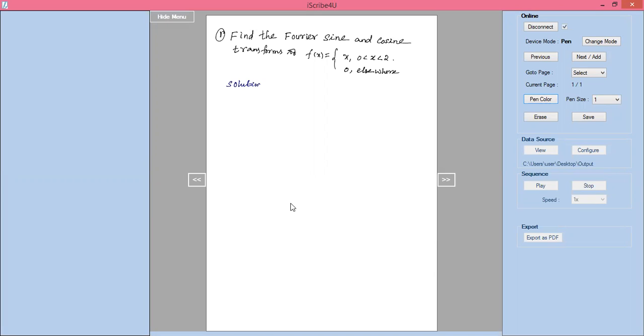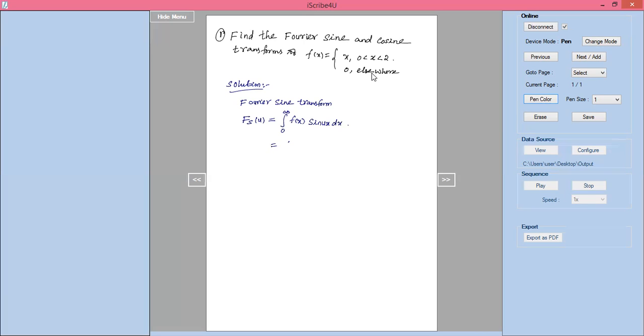Solution. First I will do the Fourier sine transform. The Fourier sine transform is nothing but Fs of u equal to integration of 0 to infinity f of x into sine ux into dx. This is the Fourier sine transform. Now here f of x: in 0 to 2 the value should be x, and after 2, that is from 2 to infinity, the value should be 0.